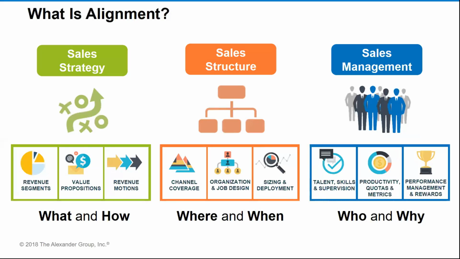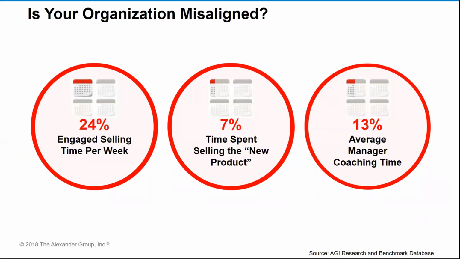Chances are your own organization's sales strategy, structure, and management may not be completely aligned. According to Alexander Group research, just over 1 day a week of the average seller's time is spent on what we call engaged selling. Without adequate support resources, a majority of those other 4 days are often spent bogged down in low-value activities. That new product you're pushing, the average salesperson will likely spend less time selling that than they do commuting to work every week.